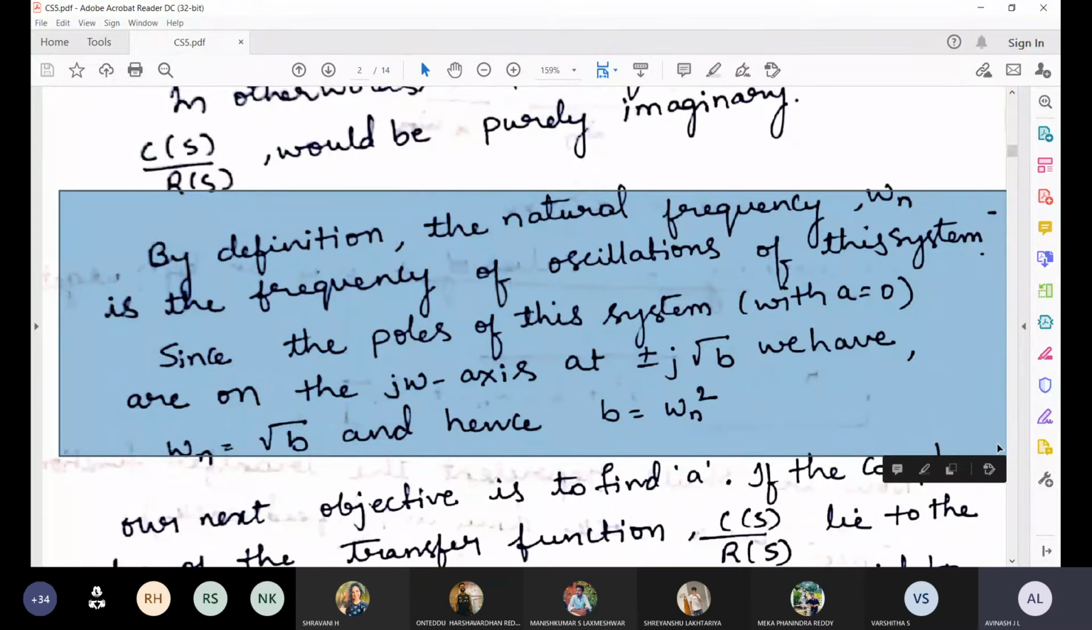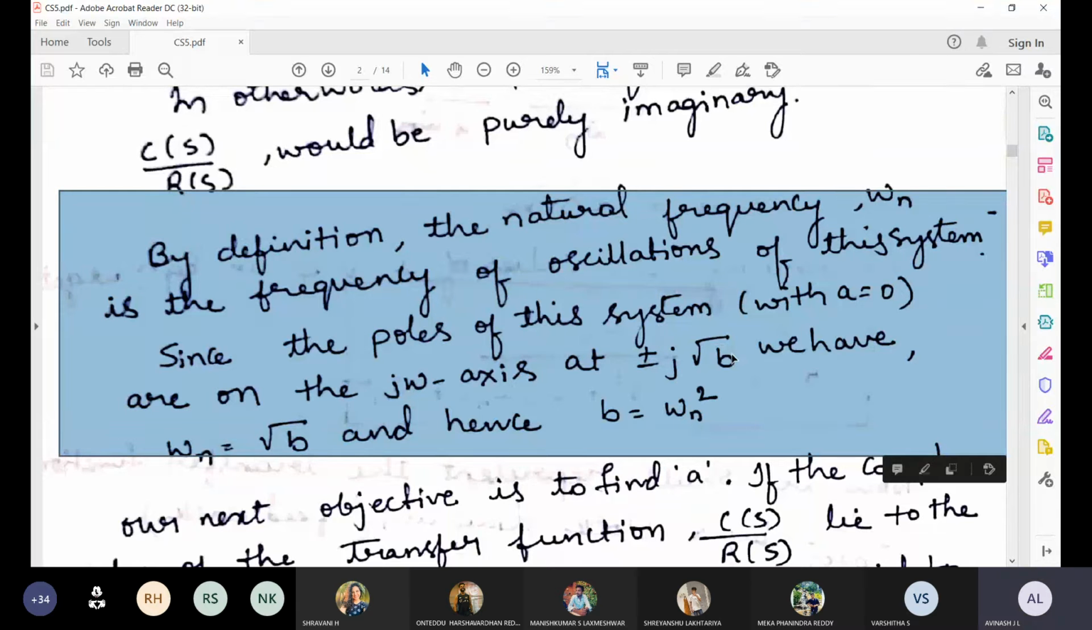Omega n is the frequency of oscillations of this system. Since the poles of the system with A equal to 0 are on the j omega axis at plus or minus j root b, so s square plus b equal to 0. If you find the roots, we get plus or minus j root b. So root b will become the natural frequency.